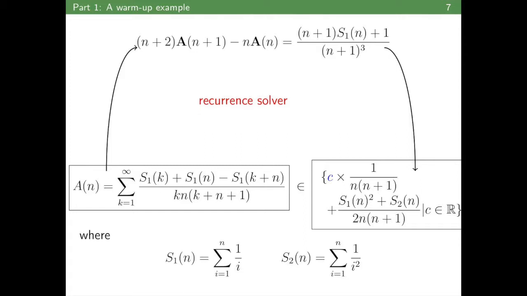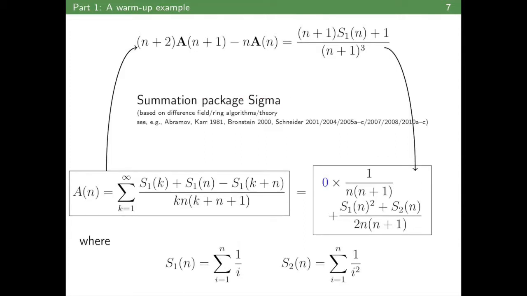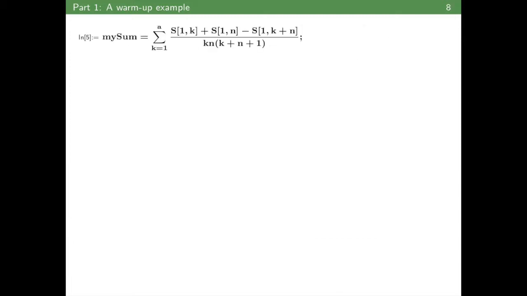Okay? So our original sum must also live in the solution space, because this also satisfies this recurrence. We have a proof certificate. So finally, I just look at one value, for instance n equals 1, and I can determine the C. In this case, C must be 0, and I obtain that closed form.